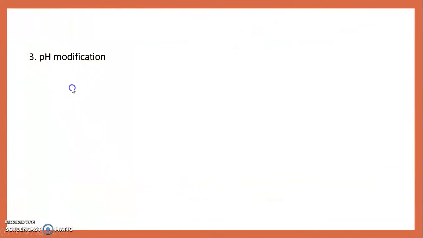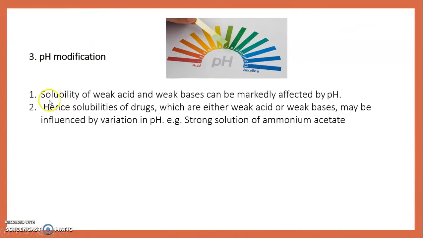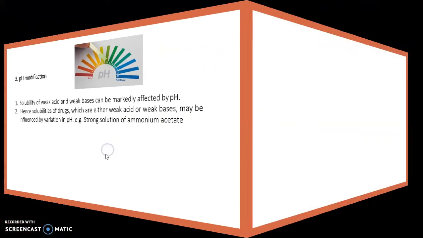The next method is the pH modification method. In this method, the solubility of weak acids and weak bases can be markedly affected by the pH. Hence, the solubility of drugs which are either weak acids or weak bases may be influenced by variation in the pH. Example of it, strong solution of ammonium acetate.